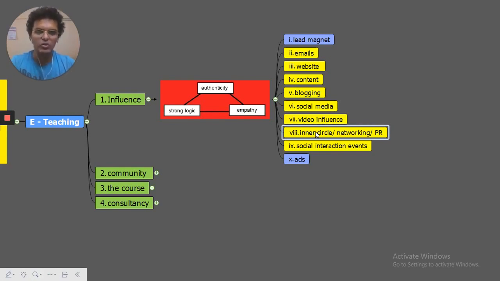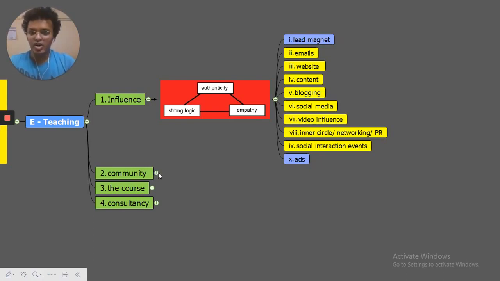It's an offline way. You interact with your inner circle, you network, you build your PR, and you also host a lot of social interaction events, maybe once a week, once a fortnight, give seminars, talk shows, workshops, and build influence. The 10th and the most important part of your influence step is ads. This is a paid marketing strategy.